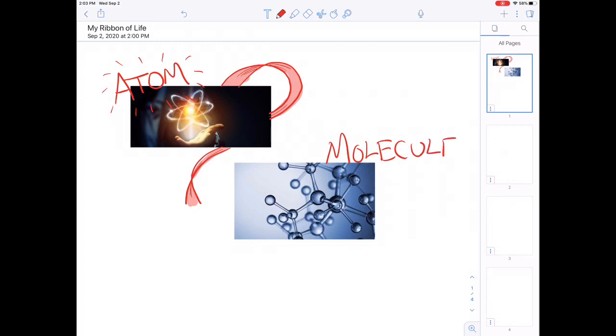is made up of 2 hydrogens and an oxygen. So H2O, for example, is 2 hydrogen atoms, H, and they combine and they touch on an oxygen. So we can continue our ribbon.